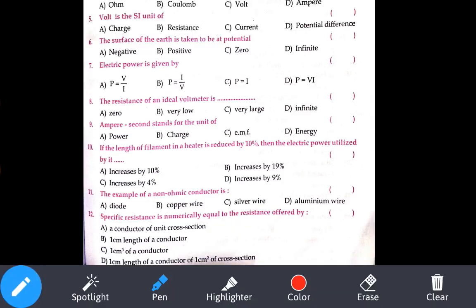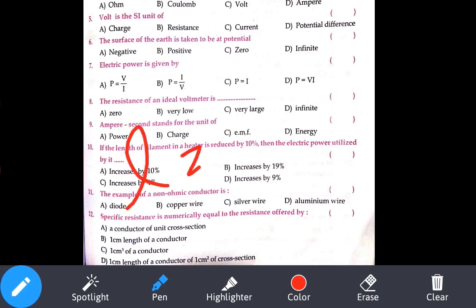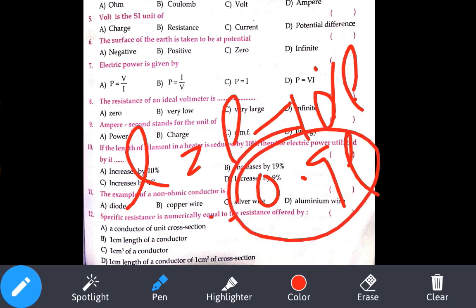Let's see the next question, 10th question. If the length of the filament in a heater is reduced by 10%, they have said. So what will be the final length? Nothing but L minus 10% of L. So we can simply say that 0.9 L. Remember, keep in your mind 0.9 L.